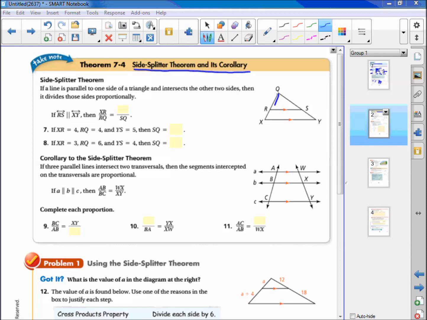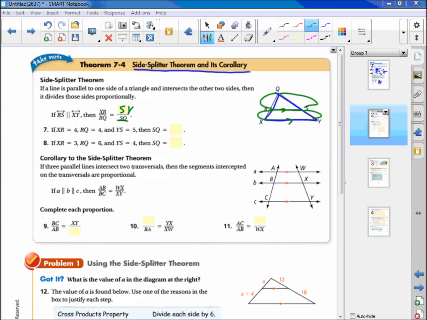So here's our big triangle. And we have a new line that splits the other sides. So these two lines are parallel and it splits two sides of the triangle. All right, so it's supposed to split them proportionally. So let's see what that means. So this says if RS and XY are parallel, then XR, which is this length, compared to RQ, which is that length, should be proportional to the same ones on the other side. So XR corresponds with SY, and RQ corresponds with SQ, and that's where they got the SQ down here.